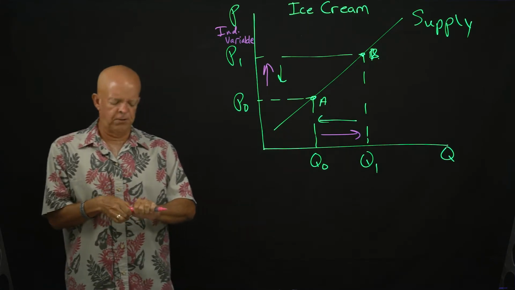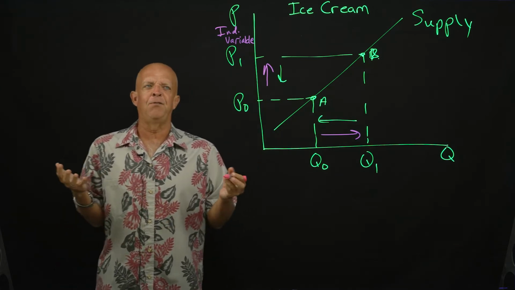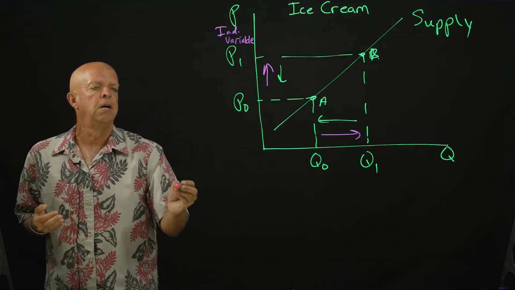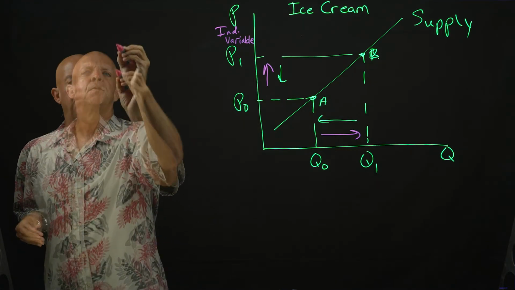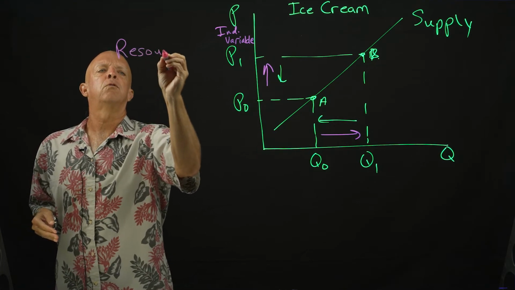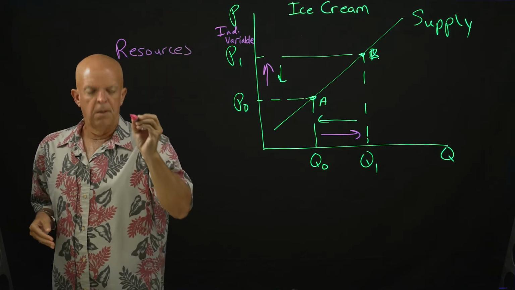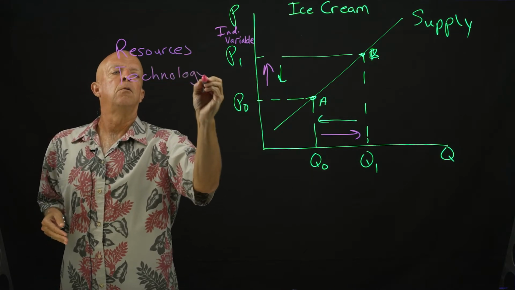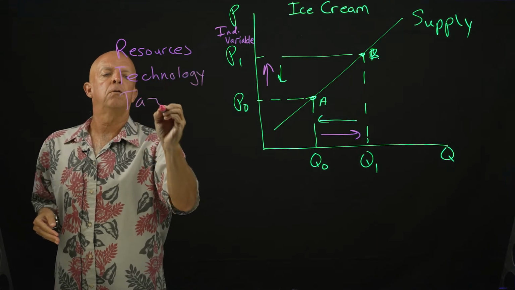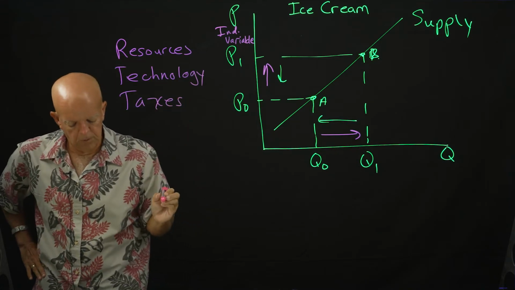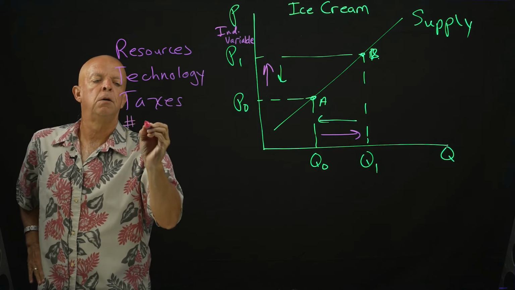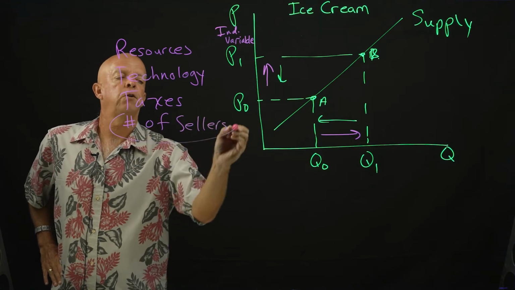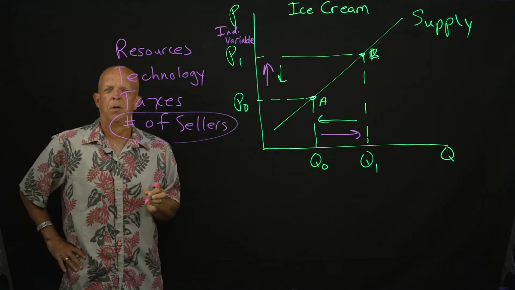And we also have things that can shift supply. These are outside factors, outside variables that are not on the vertical axis. These variables can be resources, technology, taxes, let's see, and then number of sellers. I think number of sellers is the easier one to do.